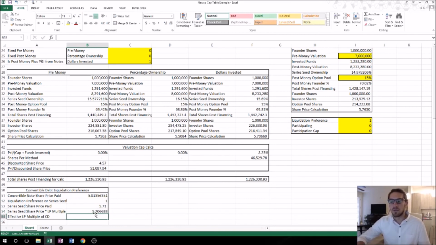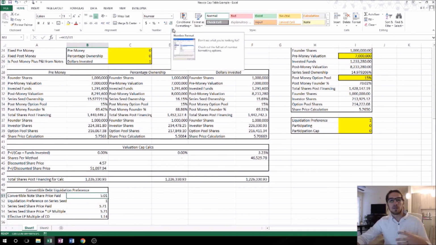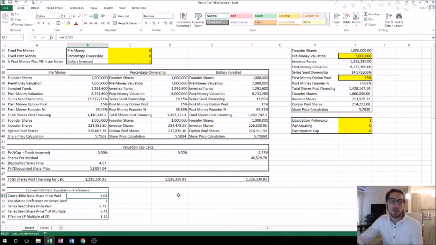So the effective liquidation preference multiple of the convertible debt is the Series Seed share price paid, this 571, divided by the price paid by the convertible note holders. So in all reality, the convertible note holders got, let's back that up a little bit, too many decimals, a 1.14 liquidation preference in addition to the discount to the round, and everything else. So that's pretty solid for the convertible debt holder. It goes up in accordance with, if you change this, of course. So that is how you calculate the effective convertible debt or convertible note liquidation preference.